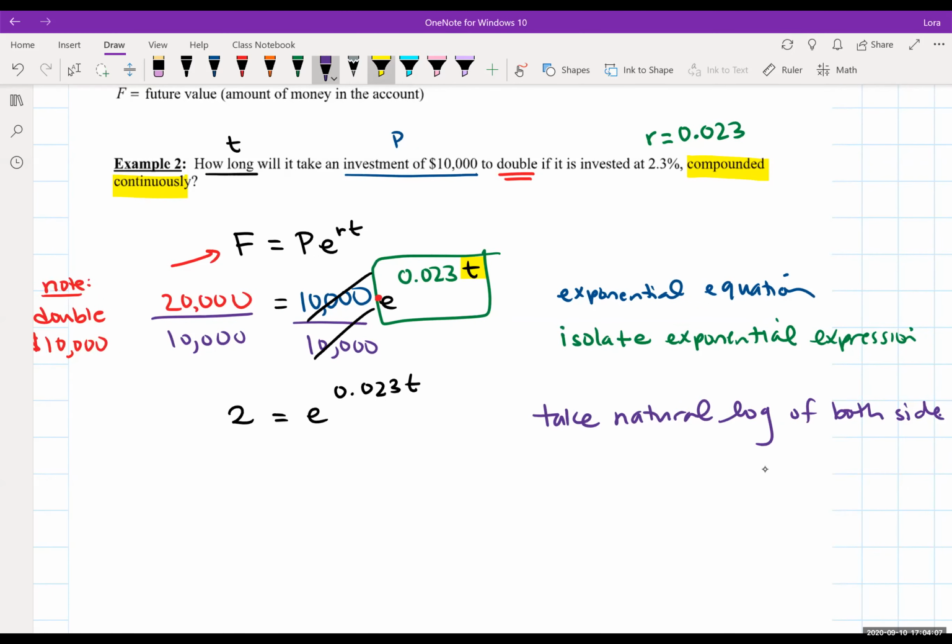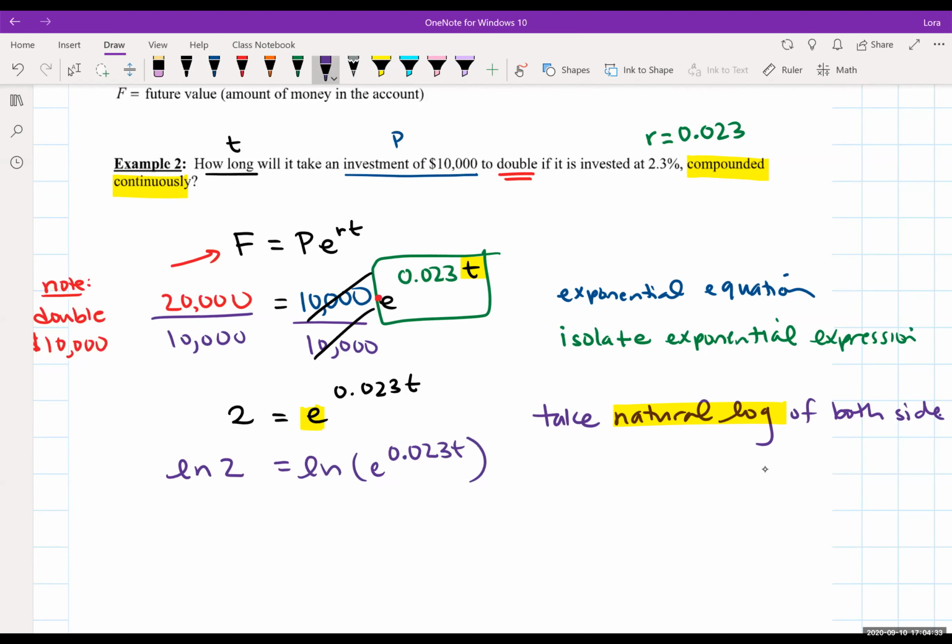Well, if you saw that e, that's kind of the key. That helps us have maybe a little bit of a nicer time when we're trying to deal with all the logs. You don't have to, but if you follow my advice, it causes a little less steps to take later. So if I take the natural log of both sides, that's like me saying natural log of 2 equals natural log of e to the 0.023t.